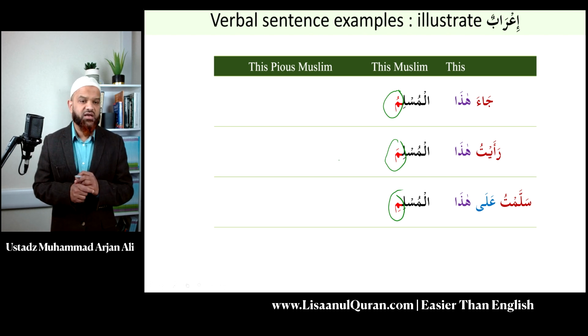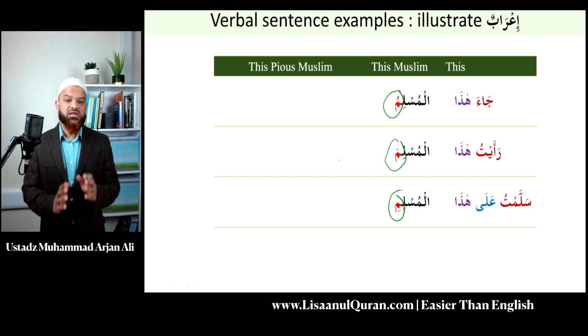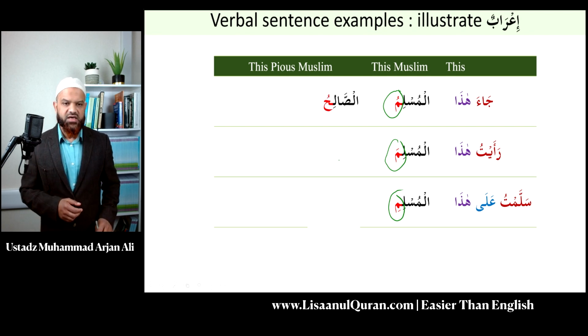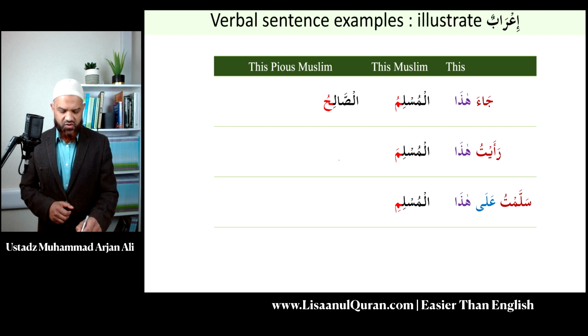Now I want to say, this pious Muslim came. Not this Muslim came, this pious Muslim. We know the word for pious, salihun. So what will I say here? As-salihu. So the entire construct will be Ja'a hadha al-muslimu as-salihu. And you can see that inshallah ta'ala here, the I'rab now is also on this, which is Muslimu.